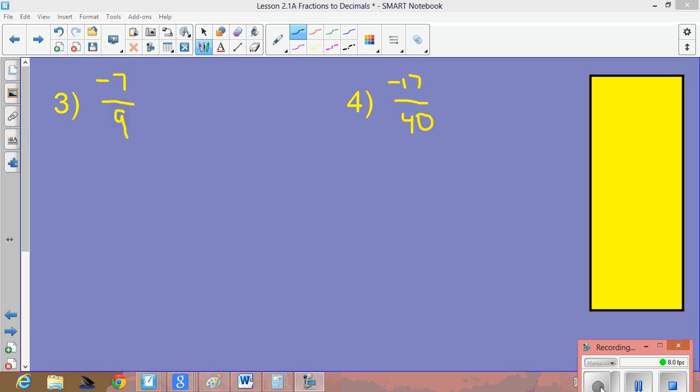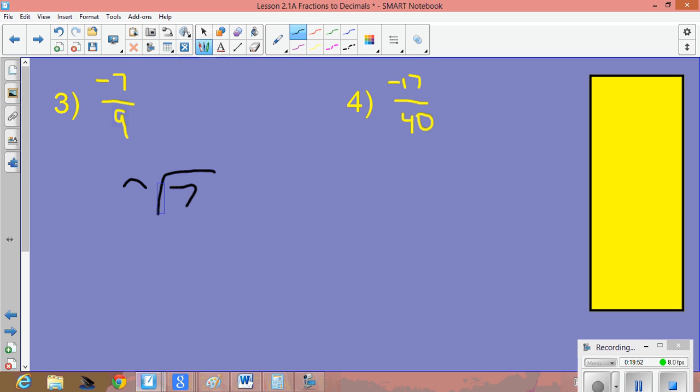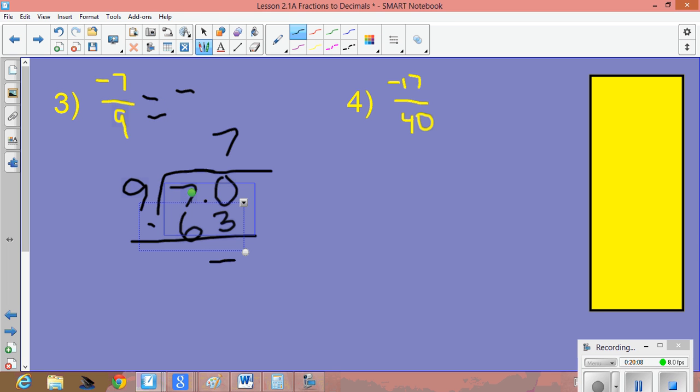For number 3, we have negative 7 over 9. So 7 is being divided by 9. And I'm just going to put my negative here in the answer and worry about it later. 9 can't go into 7, so I add a decimal and a 0. 9 goes into 70 7 times. We get 9 times 7 is 63. 7 is left over. You should notice the repeating pattern already. I have 70 again. 9 times 7 is 63. I get 7 again. So we're just going to go in circles. So my final answer is 7/10 with a bar over it.